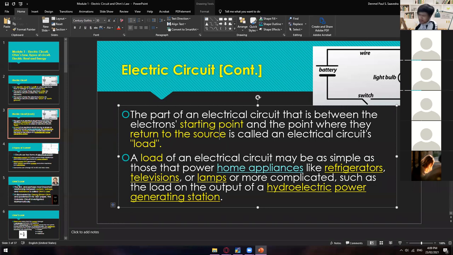This load could be any device that can be powered by electricity, of course, home appliances. Any appliance that uses electricity is called a load. The load consumes a voltage. It could be a refrigerator, televisions, lamps, what else? Hydroelectric power, generating station, etc. There's a lot more that we can call a load, right?